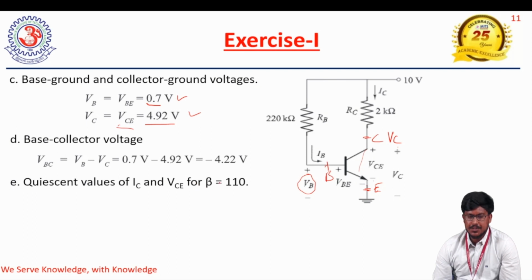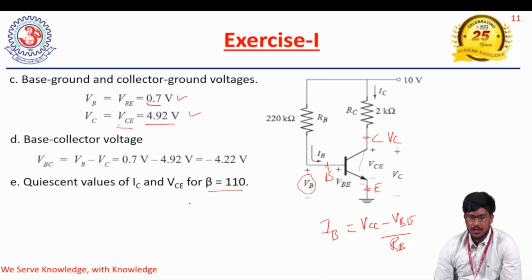In the previous case, the beta given is 60. In this case, the beta is changed to 110. And we have seen the base current equation, IB equals VCC minus VBE divided by RB. Here we don't have any beta parameter in this base current equation, so the base current is not going to be affected by a change in the beta value. Here the collector current is going to change.